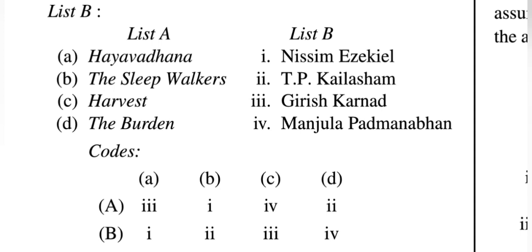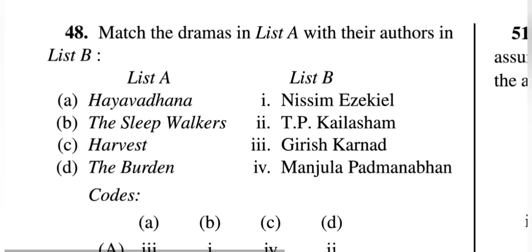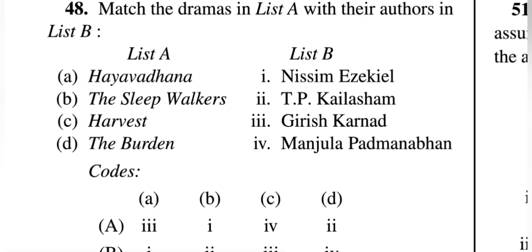And then B2, The Sleepwalkers, related to T.P. Kailasam. C3, number 48. Correct answer will be A, sorry. Hayavadana is related to Girish Karnad, and B1, The Sleepwalkers, is related to Nissim Ezekiel. Nissim Ezekiel is known for his poems. I think you have read his poem called Night of the Scorpion. C4, Harvest, Manjula Padmanabhan, D2, The Burden is written by T.P. Kailasam. Got it? Now I think it is clear.